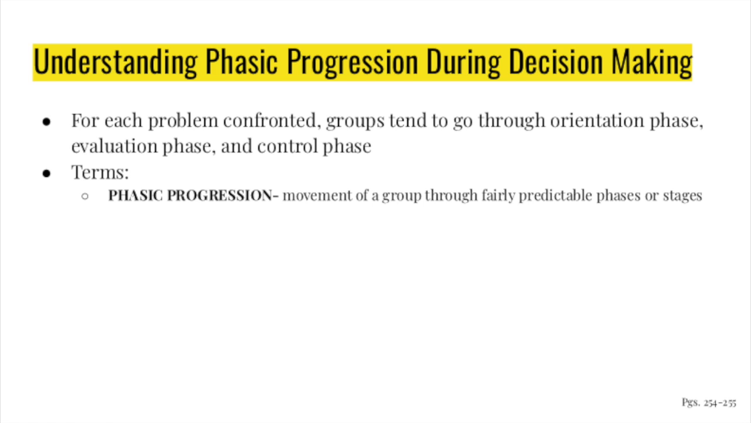People are bound to go through life with problems. When solving the problems of the world, people usually go through phases, and so this is where we understand the phasic progression. The phasic route that we will look through is constructed through Fisher's model of group phases. And phasic progression is the movement of a group through the fairly predictable phases or stages, each of which is characterized by specific kinds of statements.